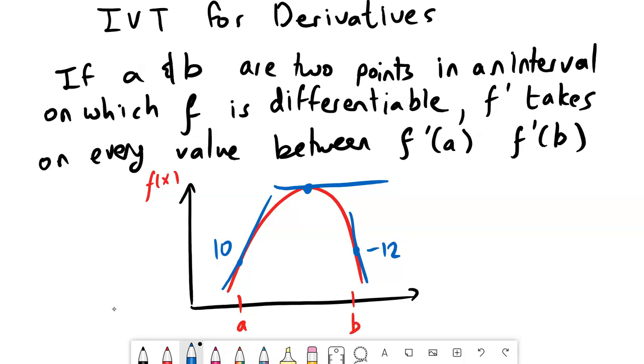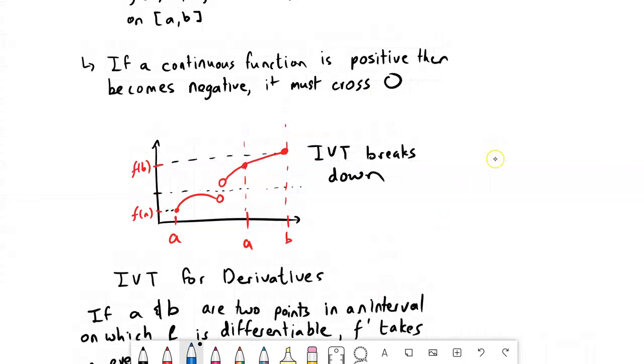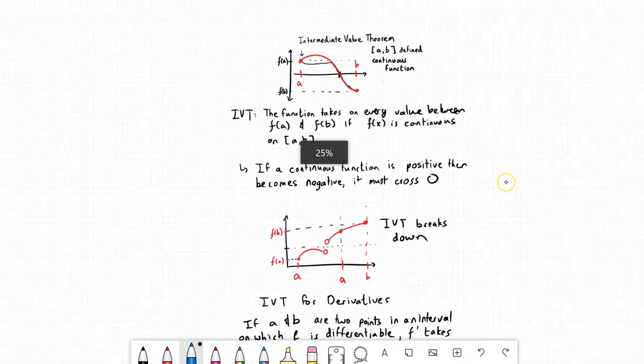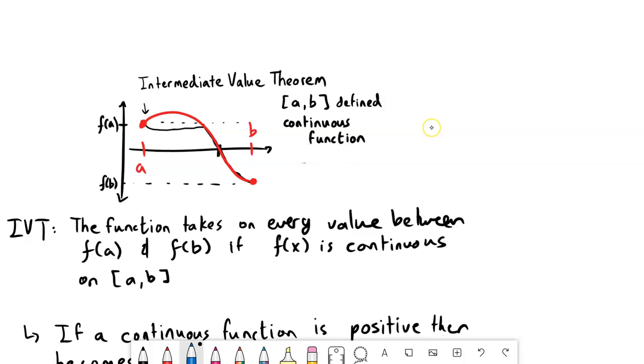And remember that it breaks down as soon as there's a discontinuity, so keep that in mind when you're looking at IVT. So that's the idea of the intermediate value theorem. So again, I'll do a quick recap. It has to be defined on a closed interval, being a continuous function throughout that interval. If that's true, then the function will take on every single value between f of a and f of b.